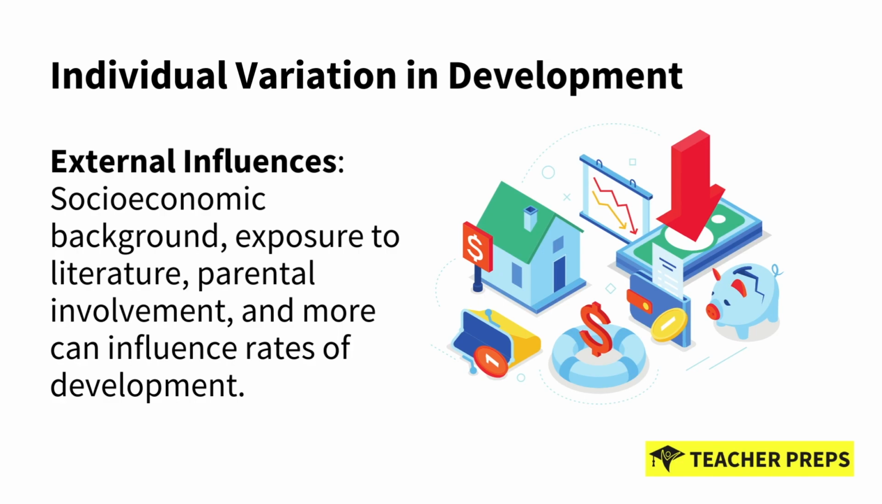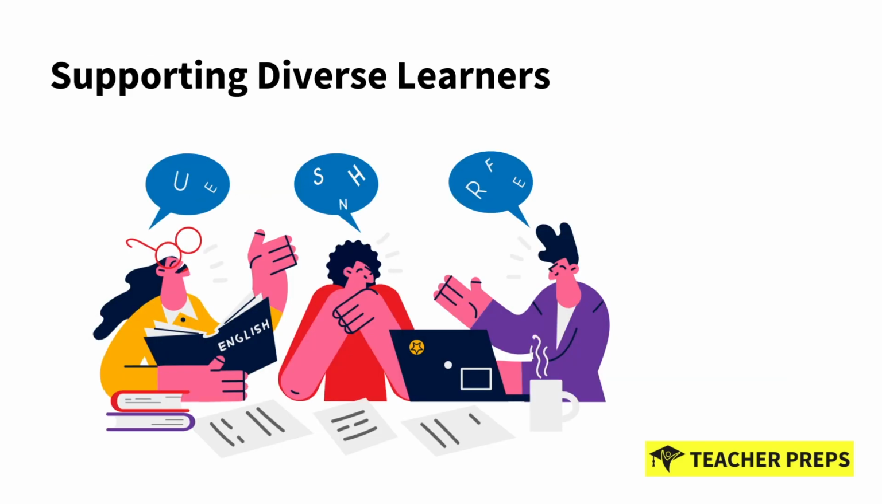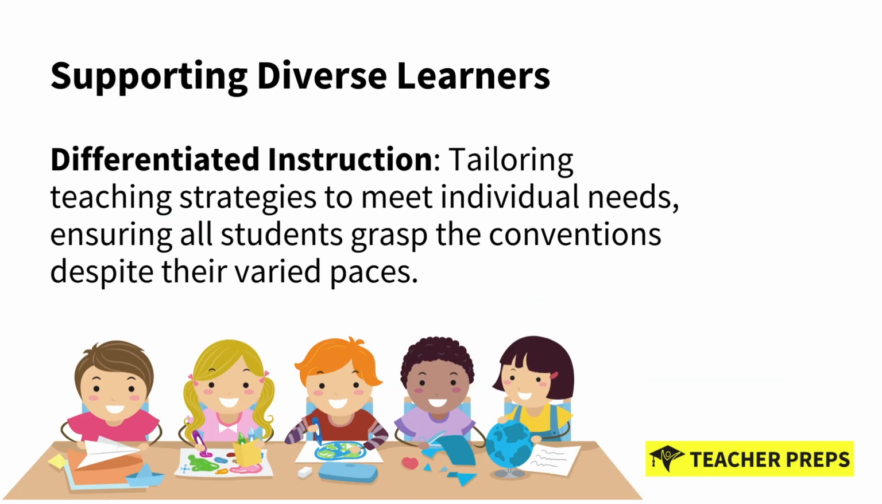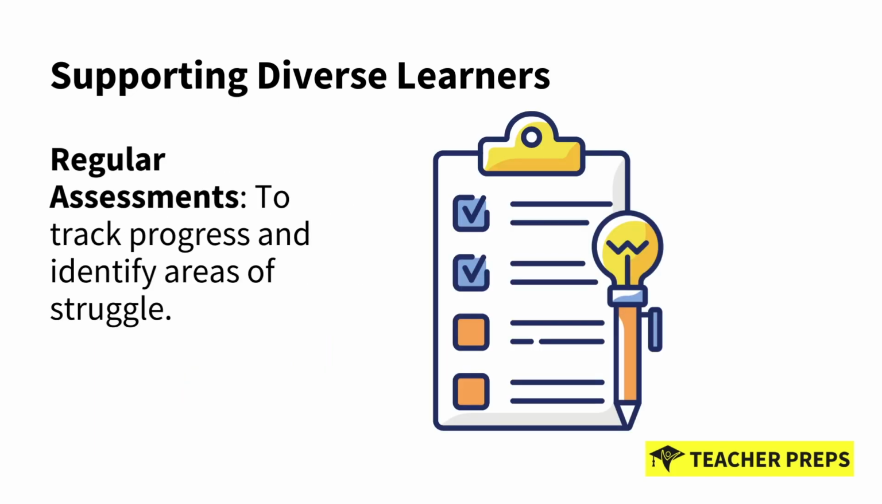Now, building off of this knowledge, we'll next cover supporting diverse learners. Starting with differentiated instruction. Remember, this is tailoring teaching strategies to meet the individual needs, ensuring that all students in the classroom grasp the conventions despite their varied paces. Now we have regular assessments. To track progress and to identify areas of struggle, we regularly assess our students to check how they're doing.